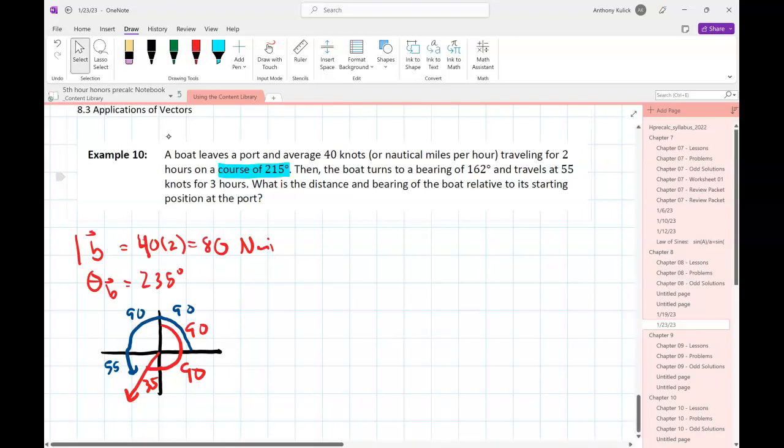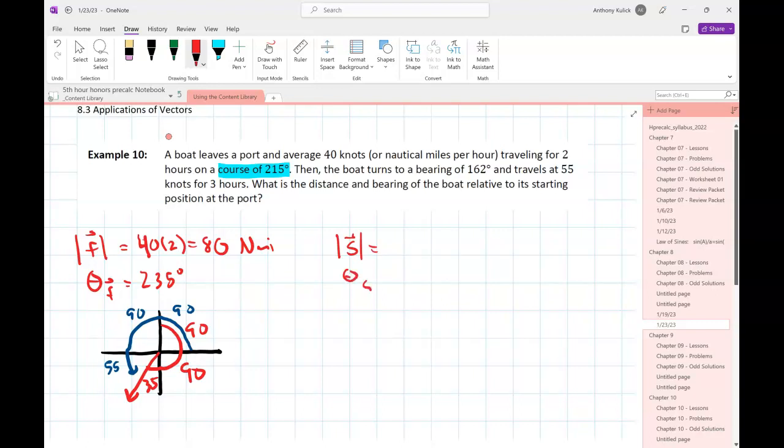I shouldn't have called this boat because it was all boat, right? So I'll call it F for first. How's that? We'll call S for second, the second thing it does. Is that okay with you guys? Just a name, it doesn't really matter. 55 for 3 hours, so that had length 165.